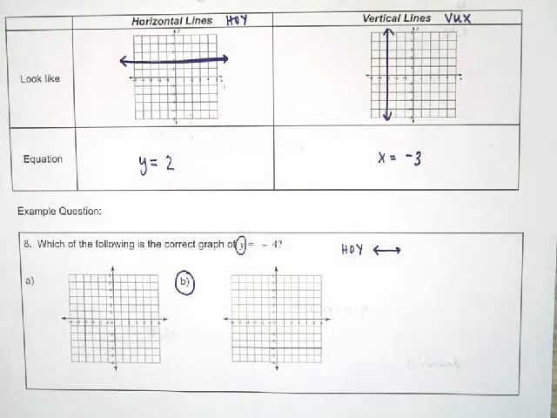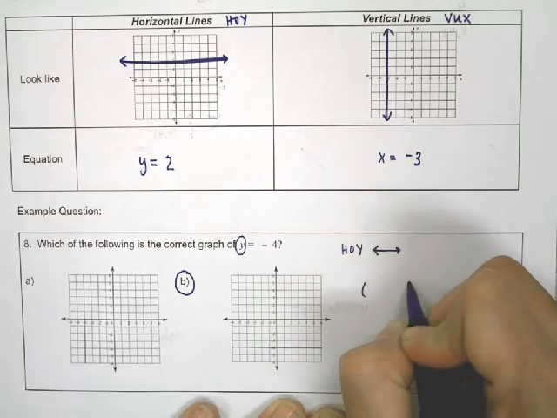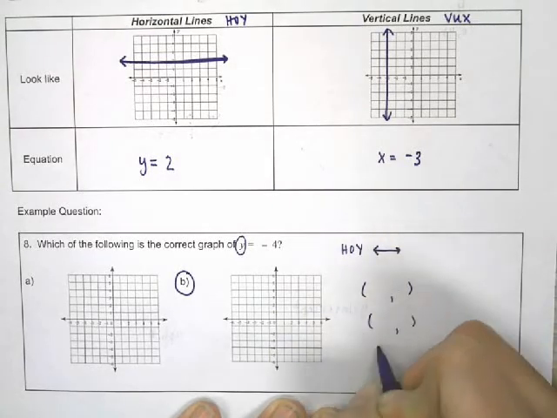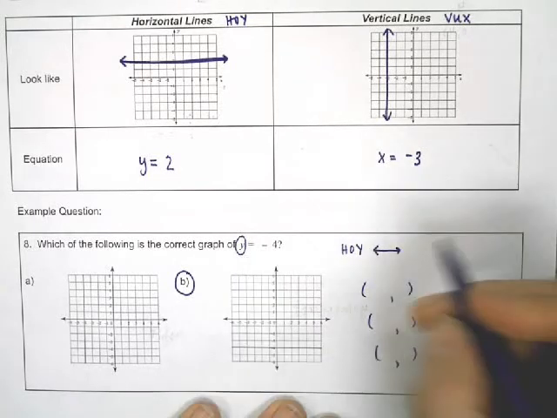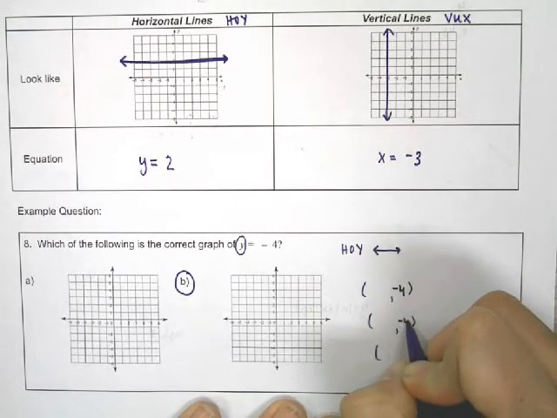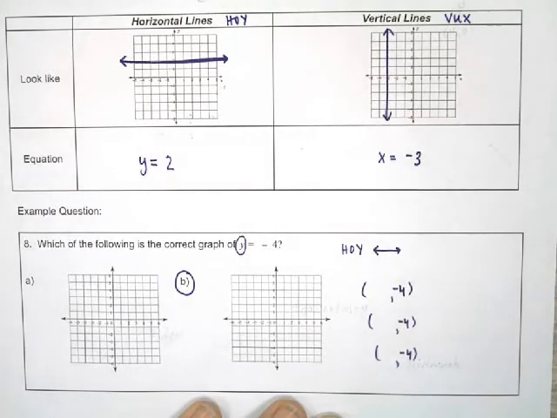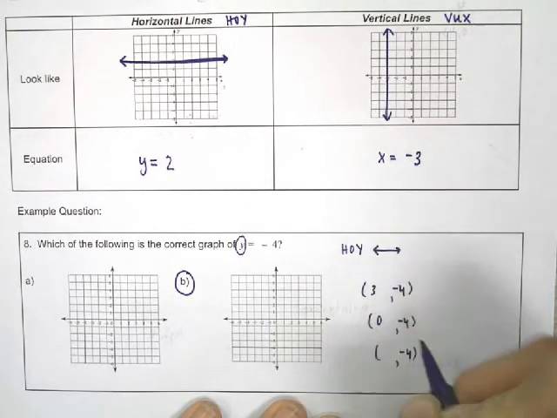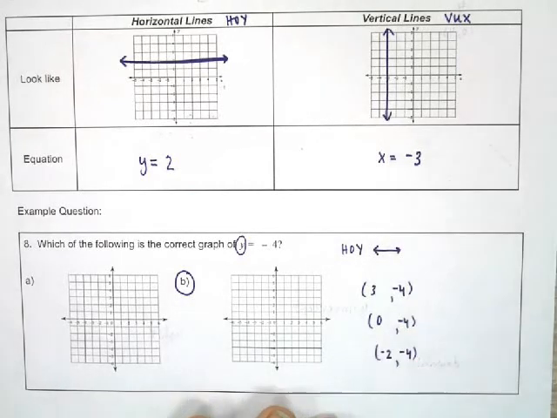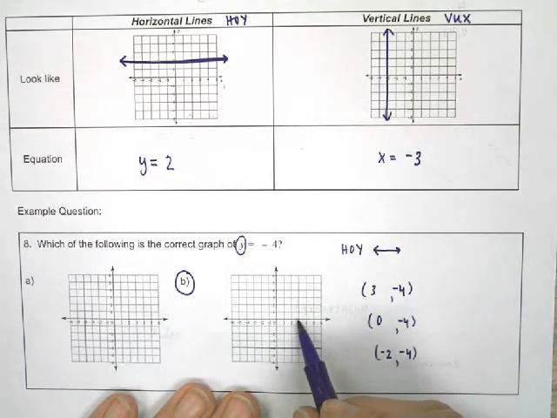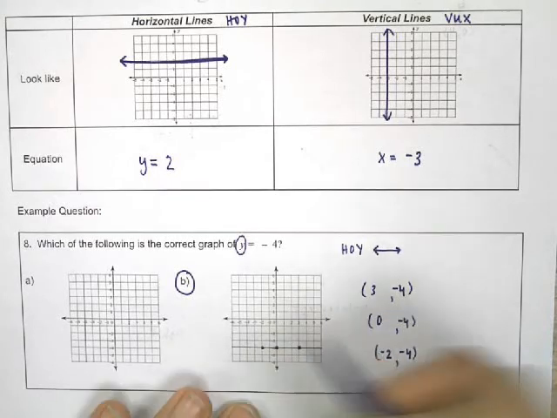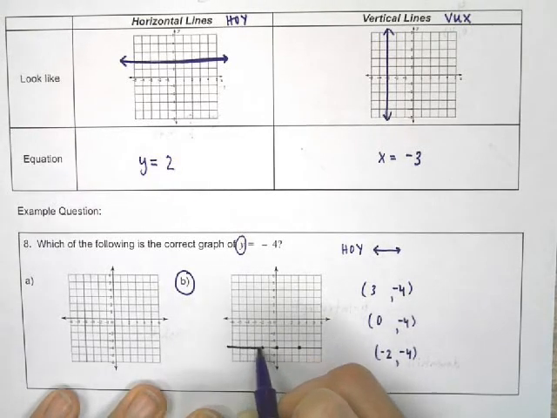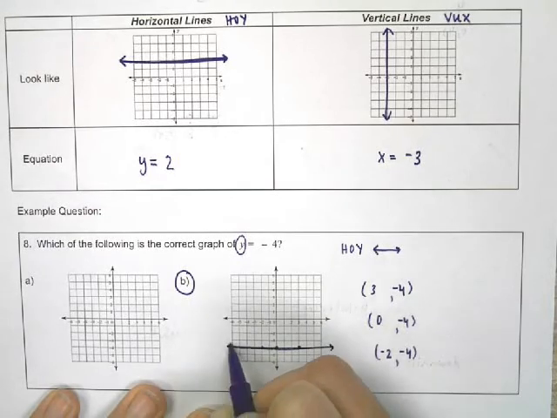If you like doing the 3 points method, you could also do this. We could write 3 ordered pairs. Our rule says that y always has to be -4, so I'm going to fill that in for the y coordinate. And x can be anything I want. It could be 3, it could be 0, it could be -2. If I plot those points, 3, -4, 0, -4, and -2, -4, I notice that, again, it's choice B. That's the line that goes through all three of those points.